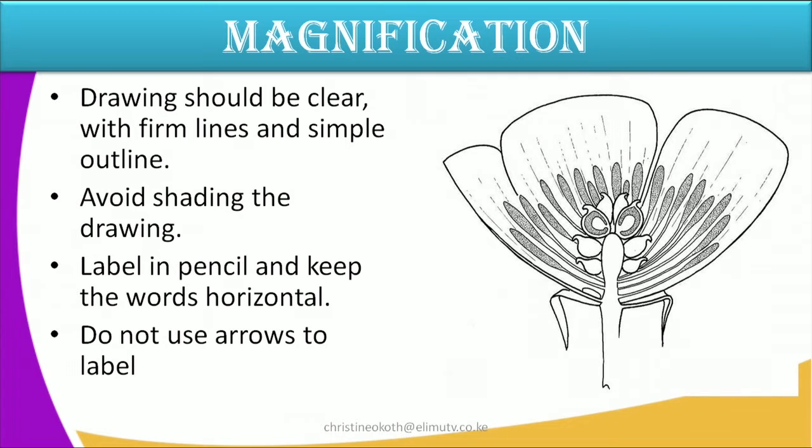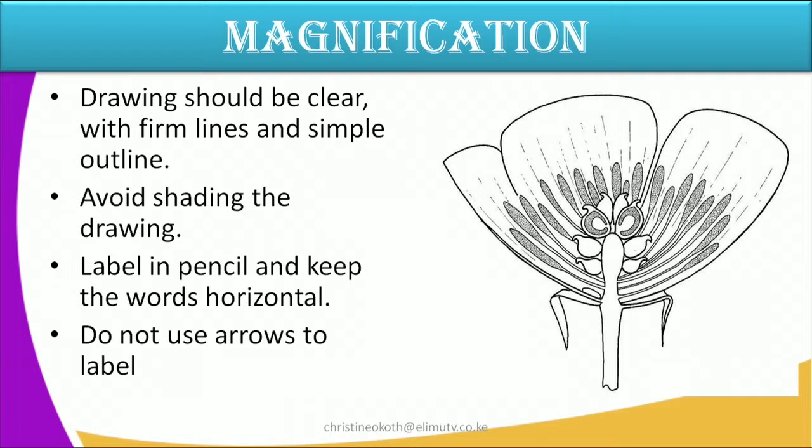Then while you're still drawing, your drawing should be clear with fine lines and simple outline. Do not repeat your lines. Make sure it is just overflowing. Then avoid shading the diagram. Look at our illustration here. We have a very beautiful flower. But the mistake is this person was shading the flower. So if you are doing a biological drawing, make sure you don't shade. Just do it the way it is. There should be no shading of the diagram.